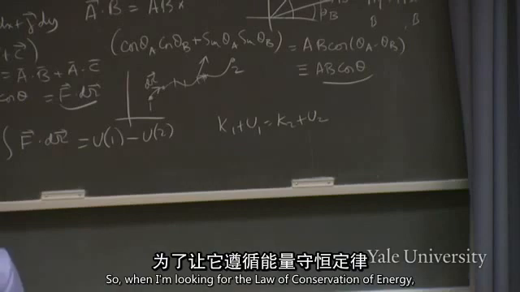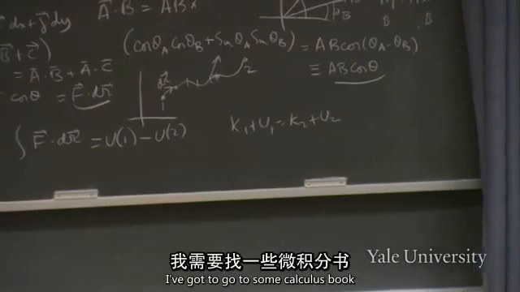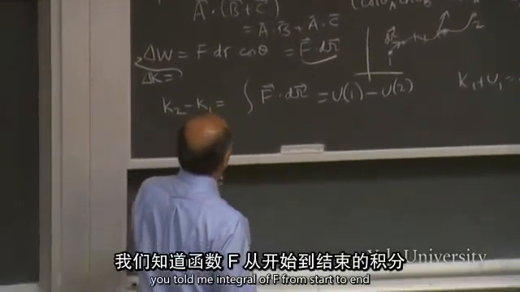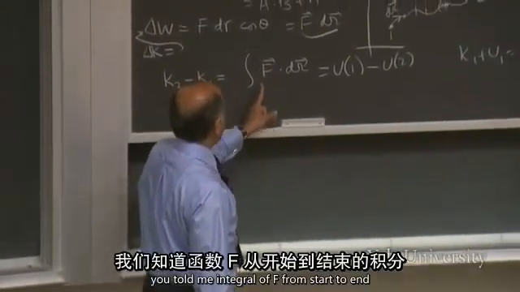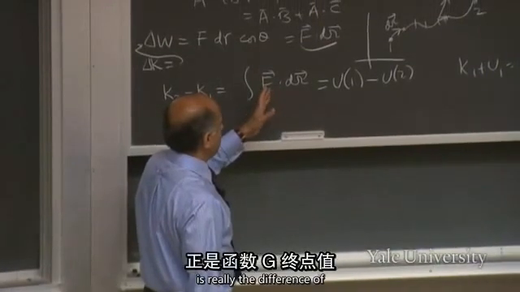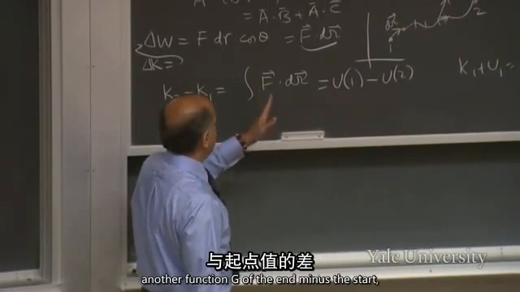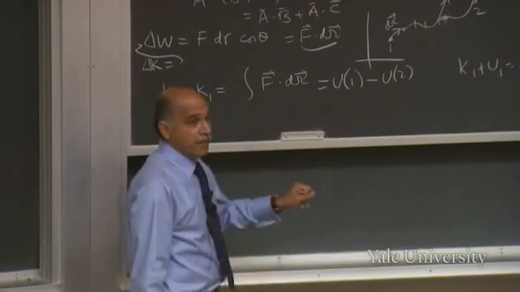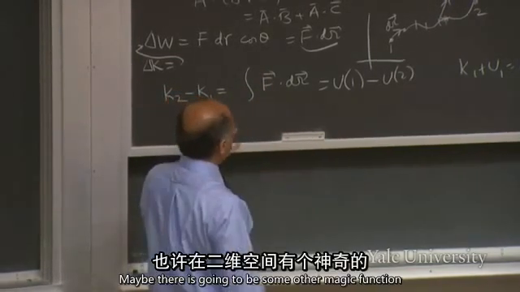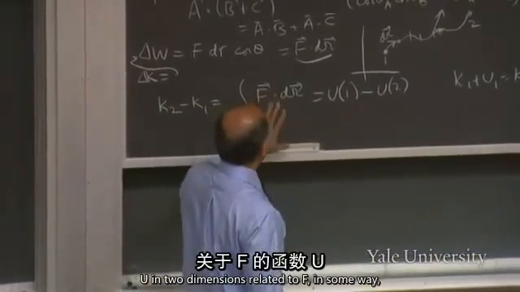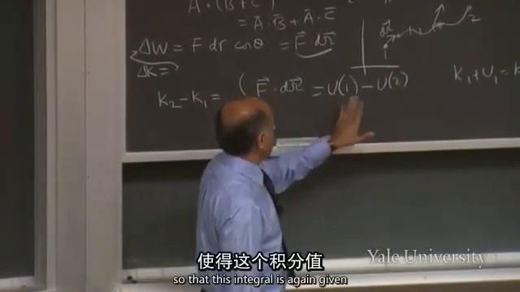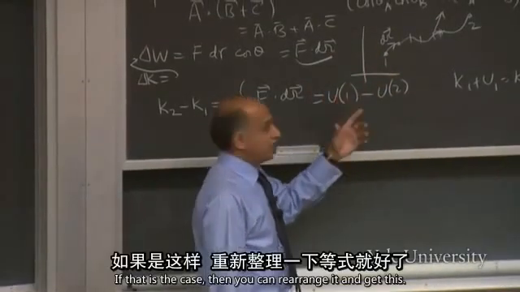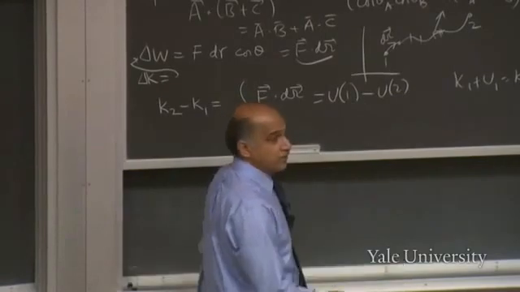So when I'm looking for the law of conservation of energy, I have to go to some calculus book and ask the calculus book: look, in 1 dimension you told me the integral of f from start to end is really the difference of another function g at the end minus the start, where g is that function whose derivative is f. Maybe there is going to be some other magic function u in 2 dimensions related to f in some way, so that this integral is again given by a difference of something there minus something here. If that is the case, then you can rearrange it and get this.